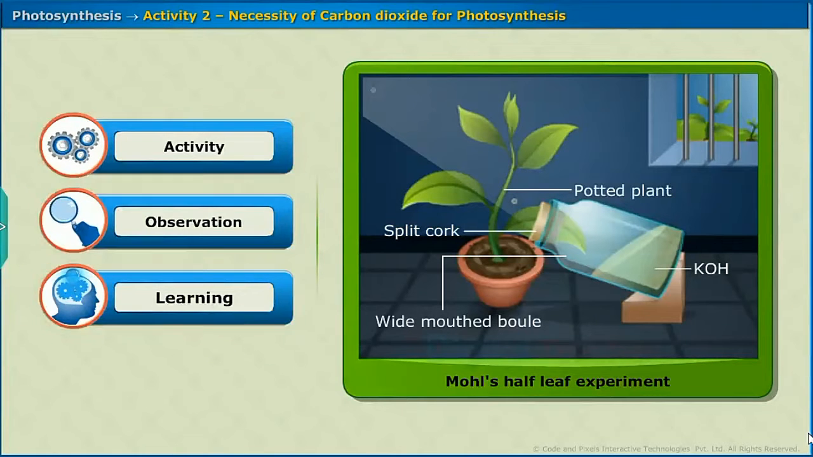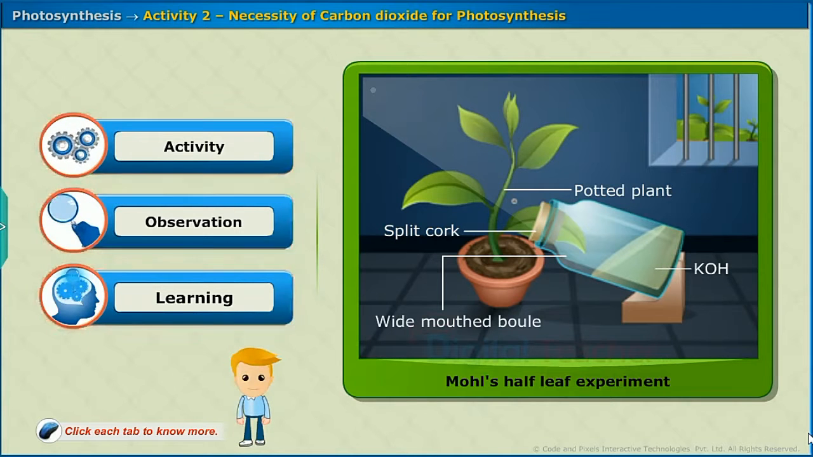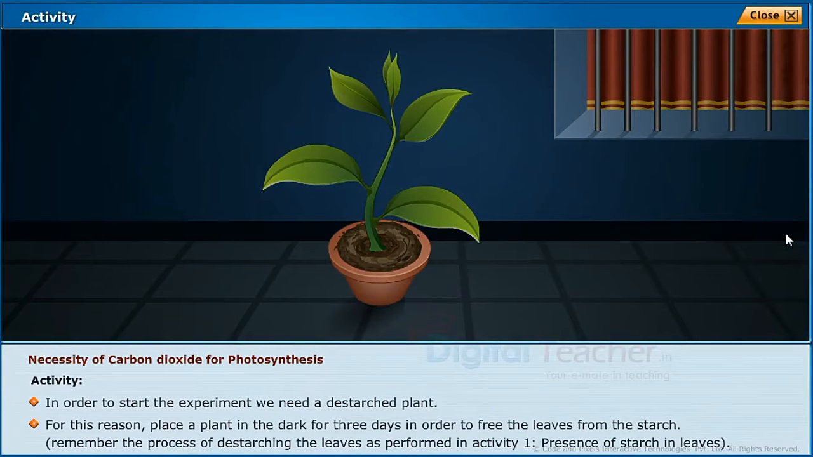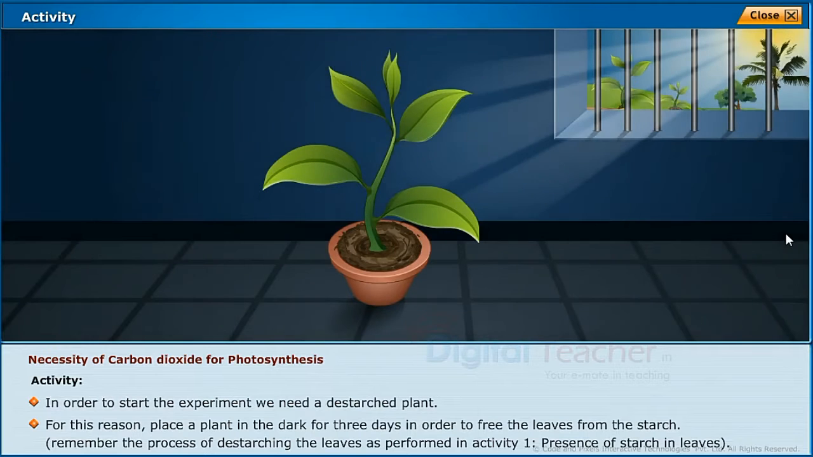Here, let us perform an activity to learn about the necessity of carbon dioxide for photosynthesis. Click each tab to know more. In order to start the experiment, we need a destarched plant. For this reason, place a plant in the dark for 3 days in order to free the leaves from the starch. Remember the process of destarching the leaves as performed in activity 1, presence of starch in leaves.